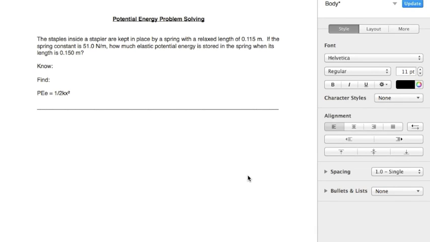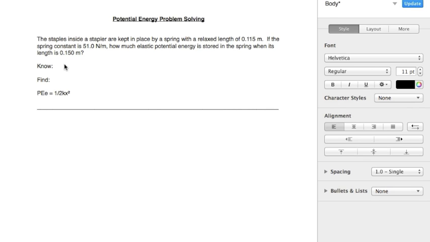Hey guys, so today I'll be teaching you about potential energy and help you solve a problem regarding this topic. So our problem says, the staples inside a stapler are kept in place by a spring with a relaxed length of 0.115 meters. If the spring constant is 51.0 newtons per meter, how much elastic potential energy is stored in the spring when its length is 0.150 meters?